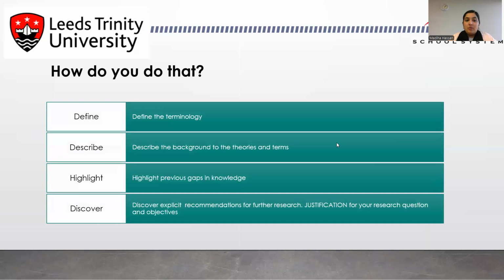Then again, how do you do that? If it is related to high performance work systems, first define the terminology, describe the background, who proposed this term, and how they work. Highlight what has been previously done, who has done research on high performance work systems, and then discover explicit recommendations for further research. You can see that, okay, in higher education, maybe in the UK there is not much research done on high performance work systems, so you are going to do your research on that topic.